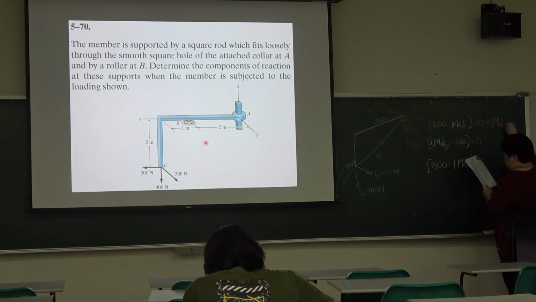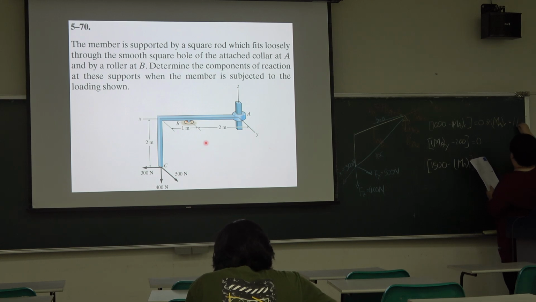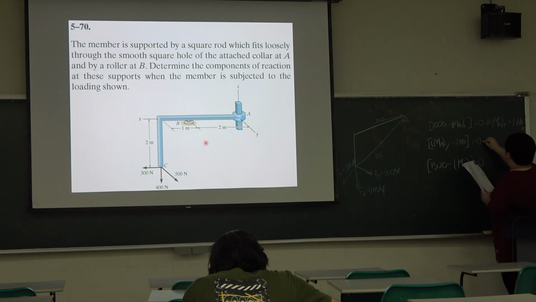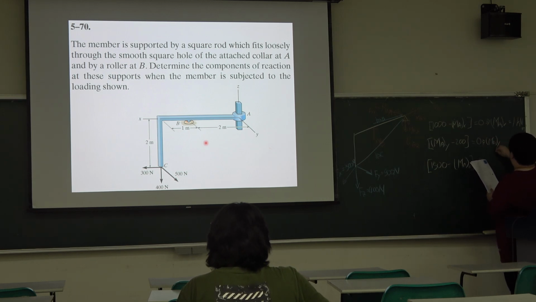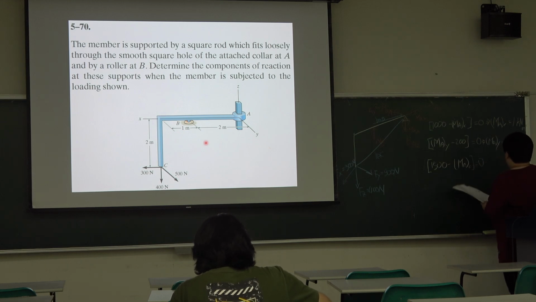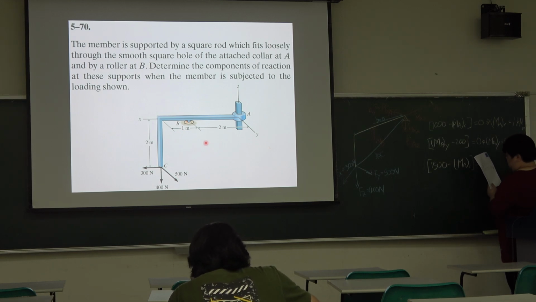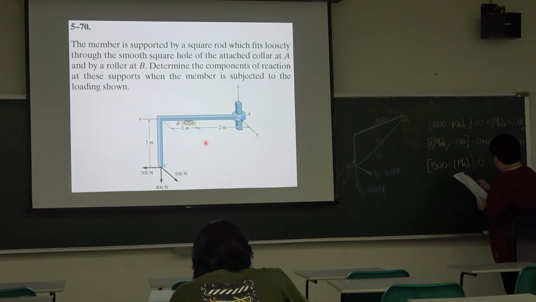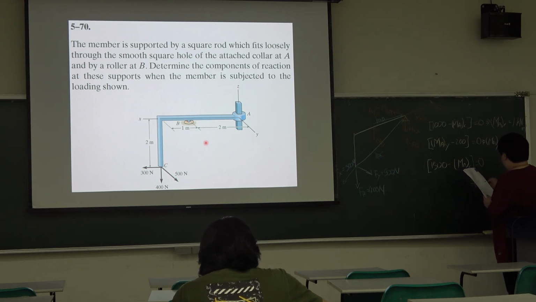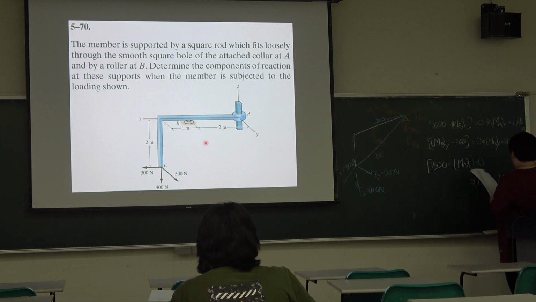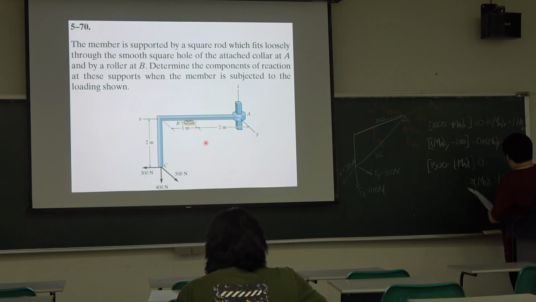MAx is equal to 1 kN·m, MAy is equal to 200 Newton meter, and MAz is equal to 1.5 kilonewton meter.